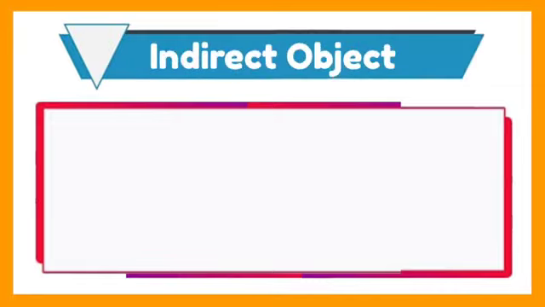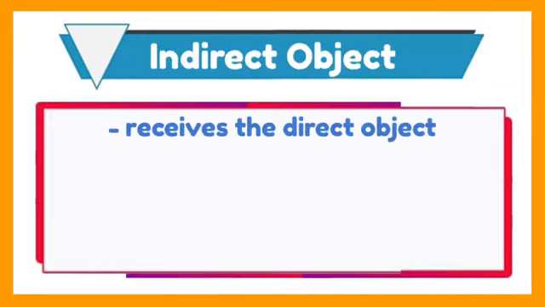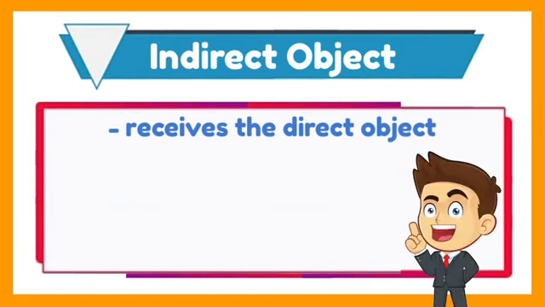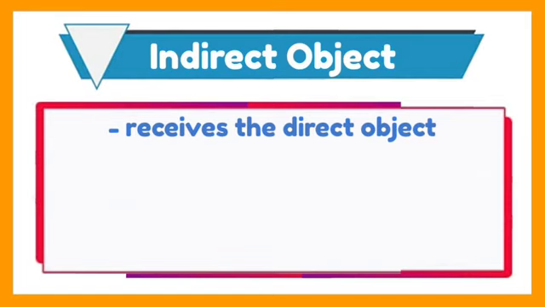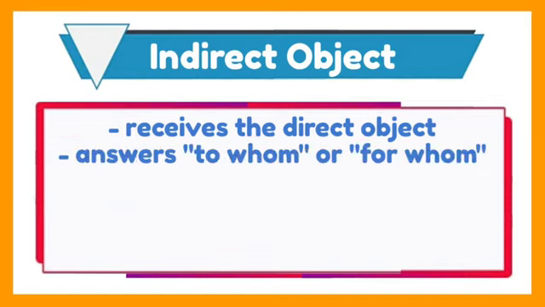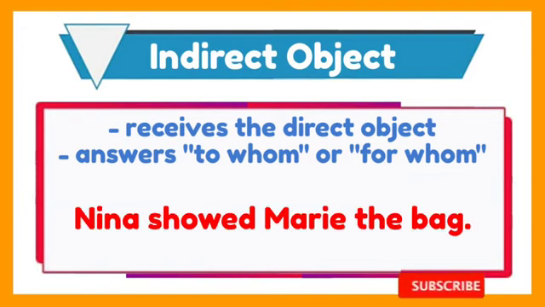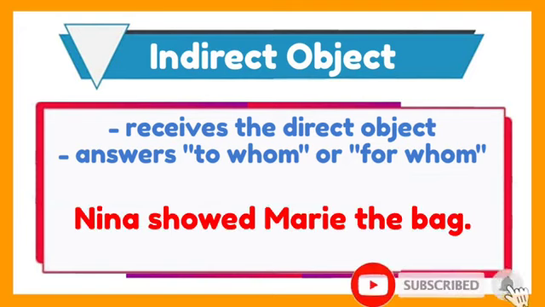An indirect object is a word that receives the direct object. Therefore, in order to have an indirect object in a sentence, there must be a direct object. And an indirect object answers the question, to whom or for whom. Let us have an example. Nina showed Marie the bag.